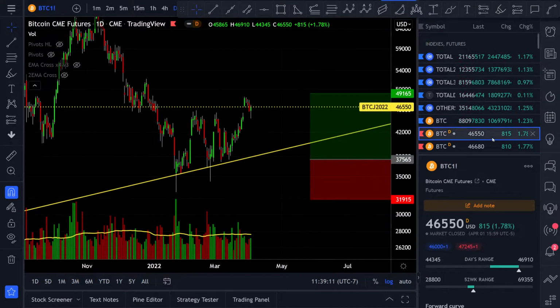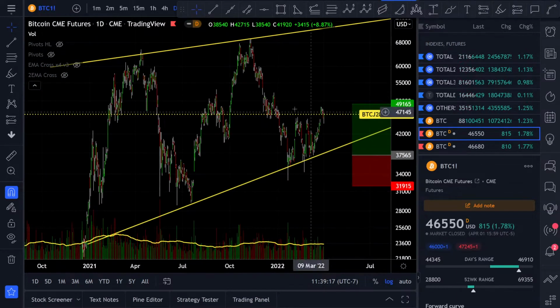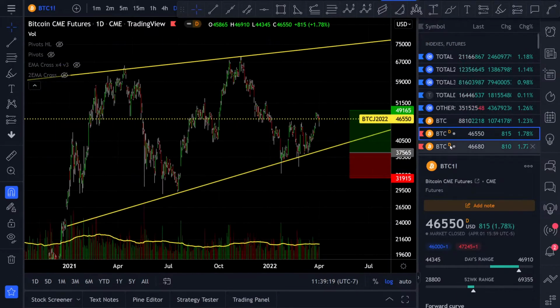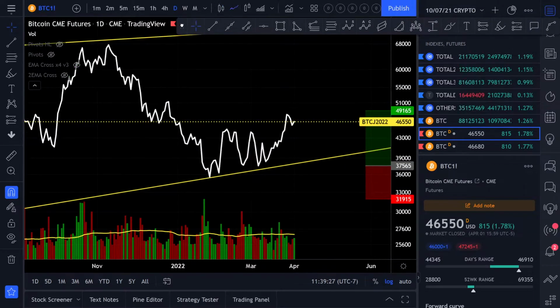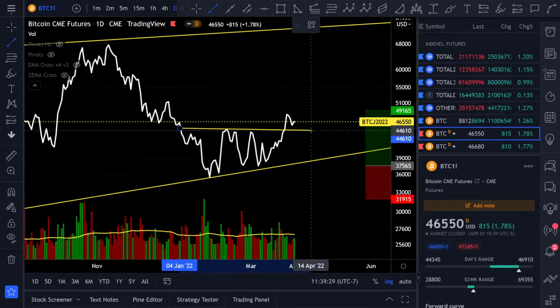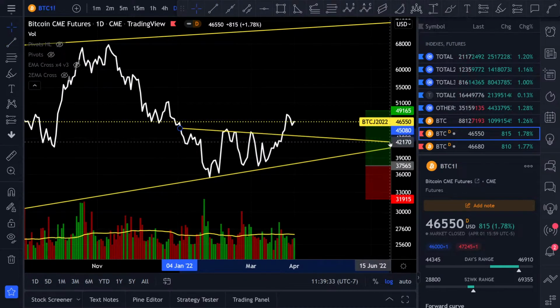For clarity, this is the BTC CME futures chart. Got the symbols mixed up. So it's BTC1, so we are physically looking at Bitcoin futures right now. What I'm concerned about in the very, very medium term is, okay, there is the trend line resistance right here.